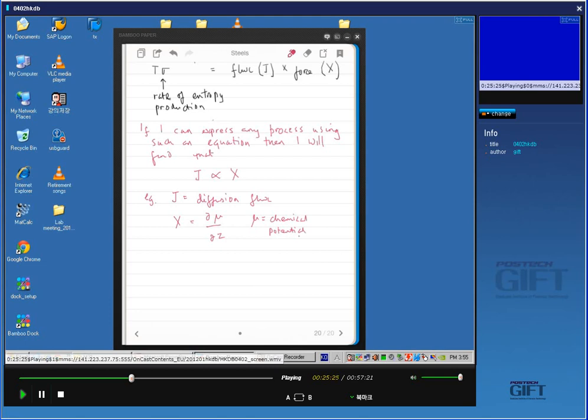So if I take the product of the flux and the free energy gradient, then I get the rate of energy dissipation, right? Any other example? So of course this is known as the generalized Fick's law of diffusion, yeah?